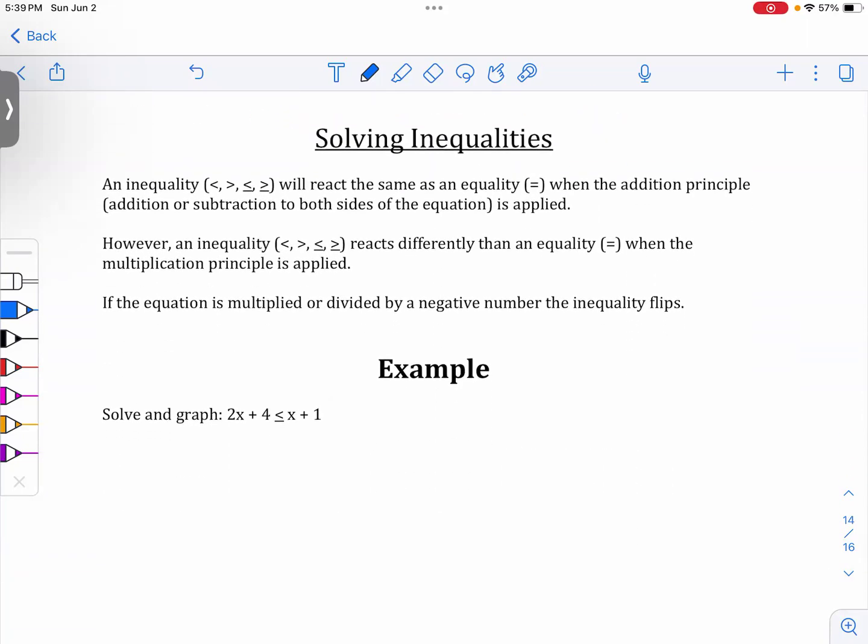Solving inequalities, all right, because when we start doing our word problems, we need to be able to work with inequalities. Now, the good news, solving inequalities is just like solving equations, all right? The only difference is when you multiply or divide by a negative value, the inequality flips. And you may have remembered that from algebra.